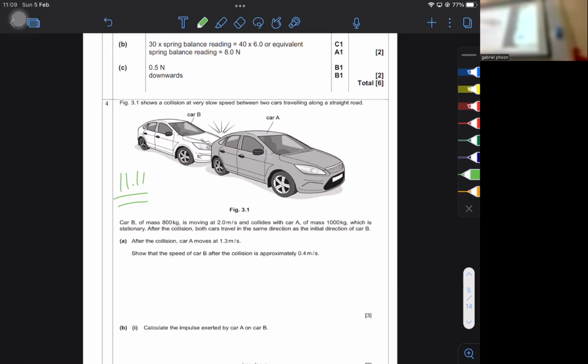So no T, over T will become already. It's MV minus MU. What down to the right? What did I tell you?